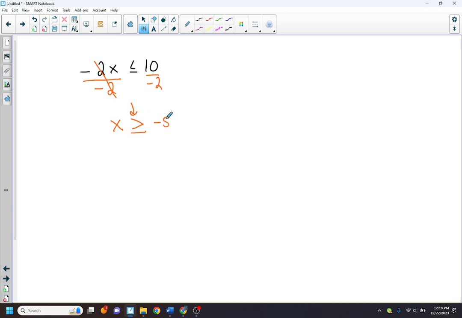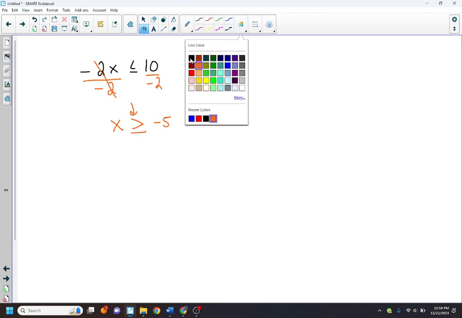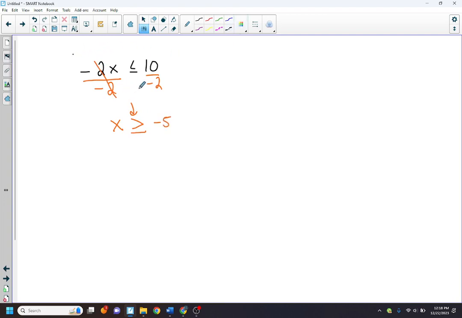Why do you flip the symbol? Because when you divide or multiply by a negative, you flip the symbol.